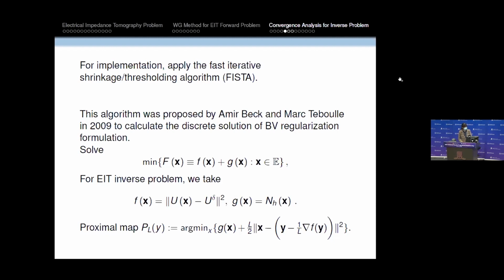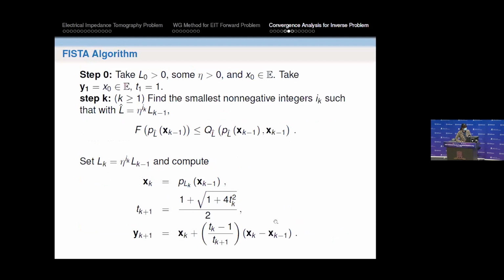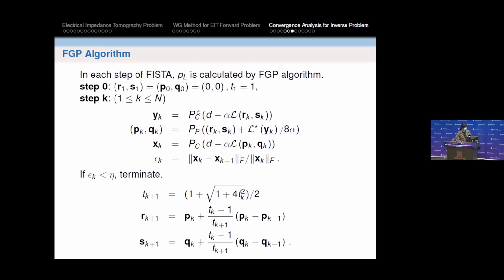This algorithm that we use was proposed by Amir Beck and Marc Teboulle in 2009. It was initially mostly for image processing, etc. And the key concept we use is the proximal map. In each iteration, information from 2 previous steps is needed, and the key concept here is the proximal map P_L. And P_L is calculated using this FGP algorithm.